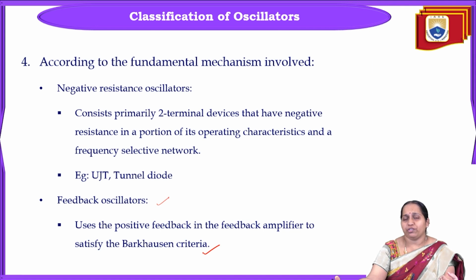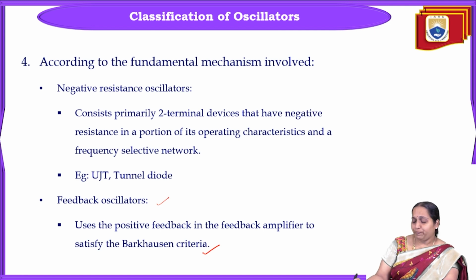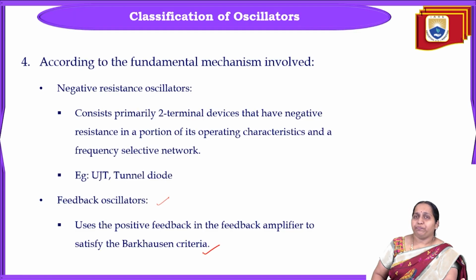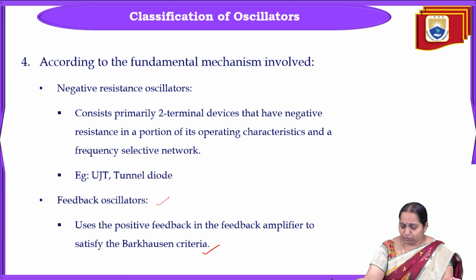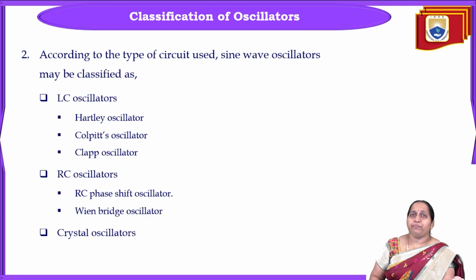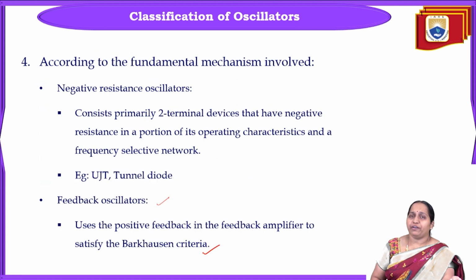Coming to feedback oscillators, they mainly consist of a feedback amplifier with positive feedback, in such a way that they satisfy the Barkhausen criteria. That is, modulus of A beta should be equal to 1 and angle of A beta equal to 0 degrees. So these are the classifications based on different criteria. First one was according to the type of waveform generated, then according to type of circuit used, then next we had based on the frequency generated, and the final one was based on the fundamental mechanism involved. You have got 2 types.